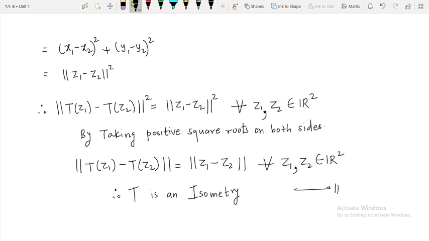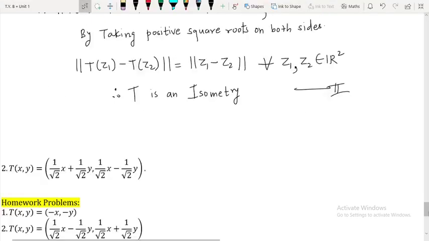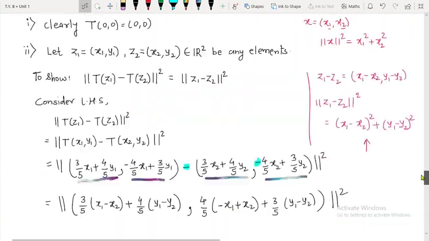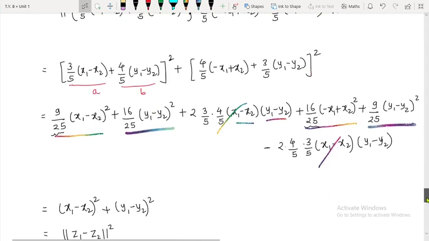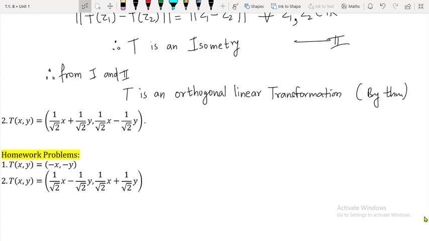I will call it as sum 2. And what is my one equation? My one equation is this. Where is that? Yeah, this. So therefore from 1 and 2 we can say that T is an orthogonal linear transformation. Therefore from 1 and 2. Okay, so you are supposed to state that theorem. State it. I will write here in the exam if the question comes.